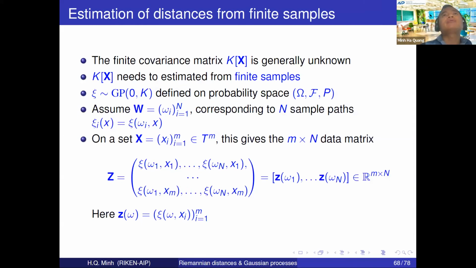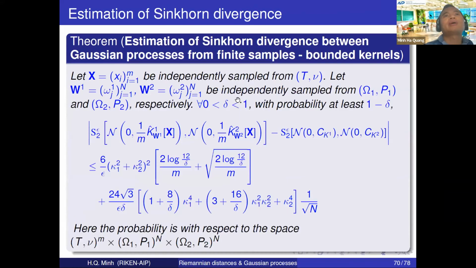I would probably skip this because it's too much. Just to say that if the covariance matrix K_X is not known, then we can also estimate it from finite samples. We can show that if we estimate the sample covariance matrix from the sample data, we can also arrive at an estimate of the exact theoretical version, and the convergence is also dimension independent.